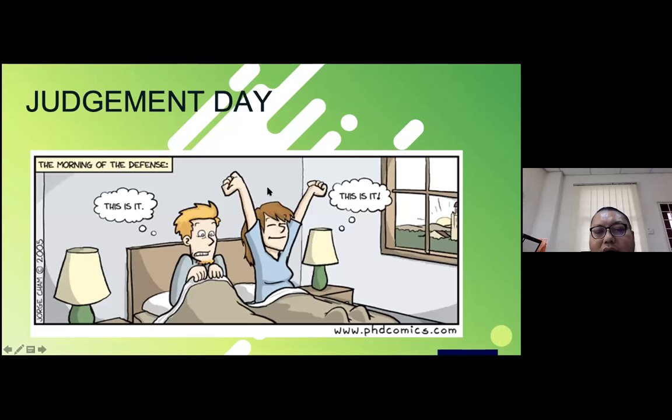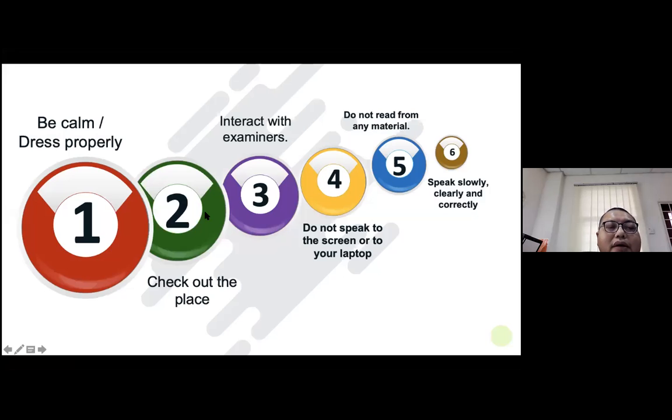Now, during the viva: make sure that the day before your viva, you sleep early. You need to make sure that during the viva you have a fresh mind and a fresh body. Also check out the place, and come early.